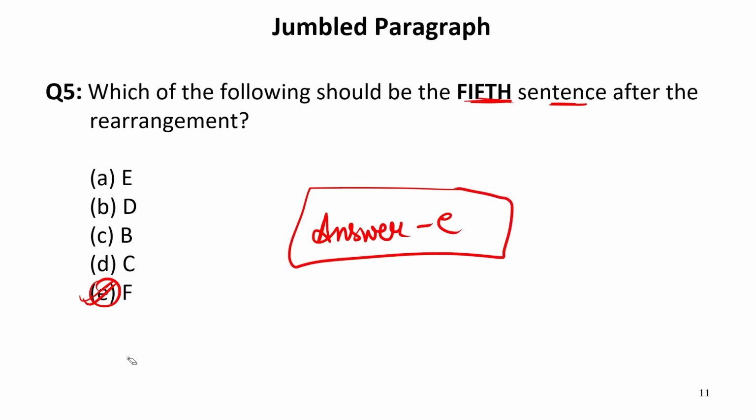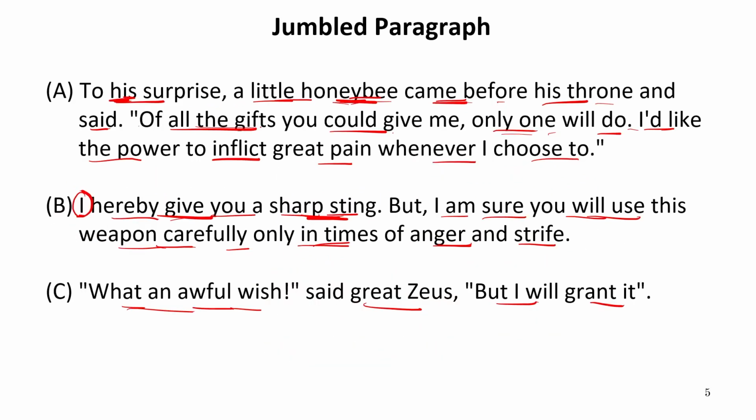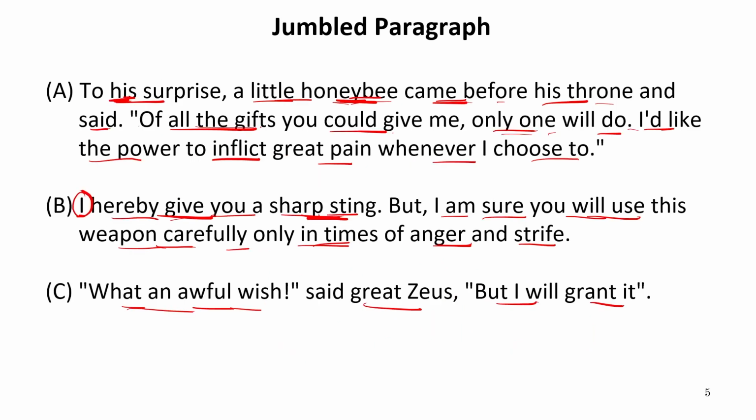So now let us read the entire passage again to see whether our arrangement, our sequence, is correct or not. So the first sentence is E, that is: One day Zeus, the king of Mount Olympus, was giving out gifts to beasts, birds and insects. Then, to his surprise, a little honeybee came before his throne and said, "Of all gifts you could give me, only one will do. I would like the power to inflict great pain whenever I choose to."